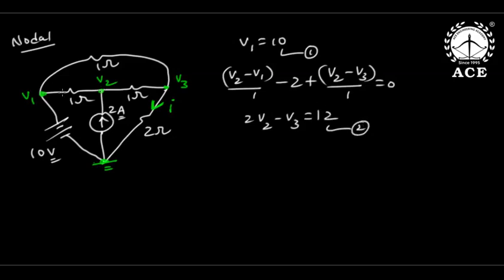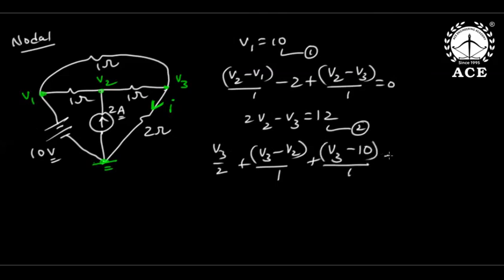KCL at this junction: all currents leave. My notation is current leaving. Sum of currents leaving at a junction is 0. Now the third equation: V3 by 2, plus (V3 minus V2) by 1, plus (V3 minus V1), but V1 is 10 now, so 10 by 1, equal to 0.